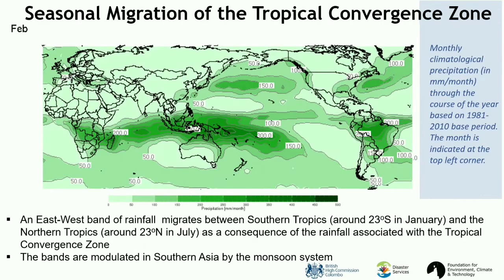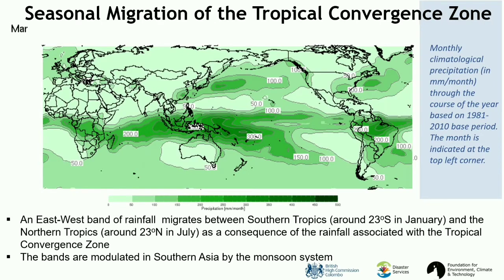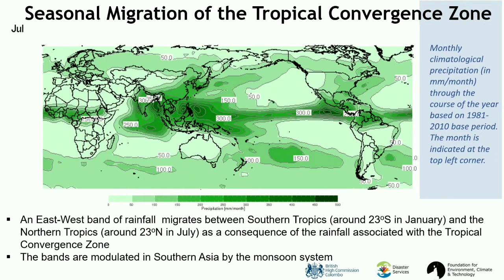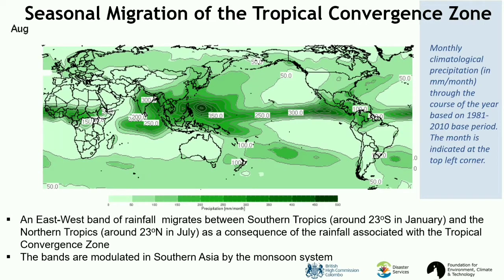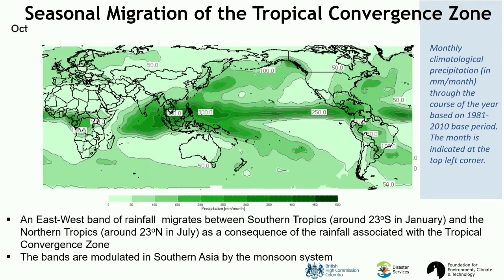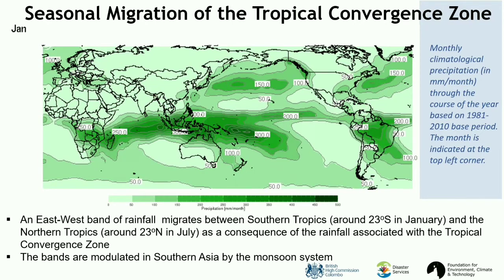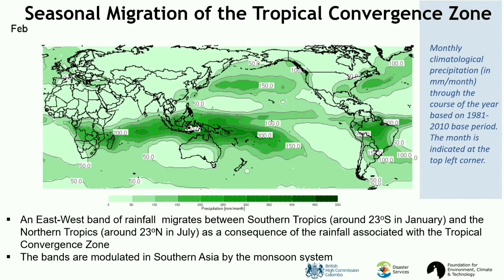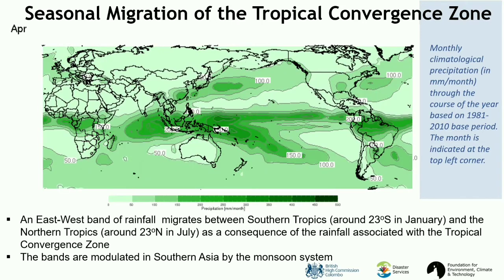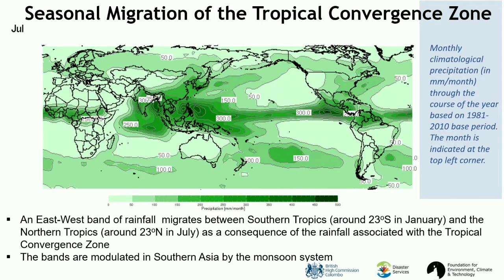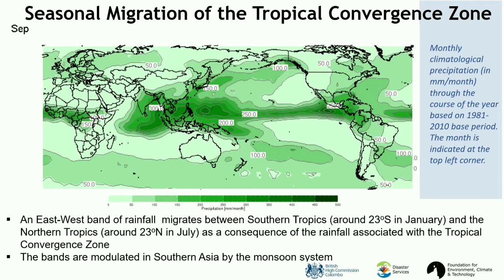The monthly variation of rainfall is shown across the Earth based on observations for 30 years. The east-west band of rainfall migrates between the southern tropics and the northern tropics. This band is a consequence of rainfall associated with the tropical convergence zone. Note that this rain pattern is modulated within southern Asia by the monsoon system.